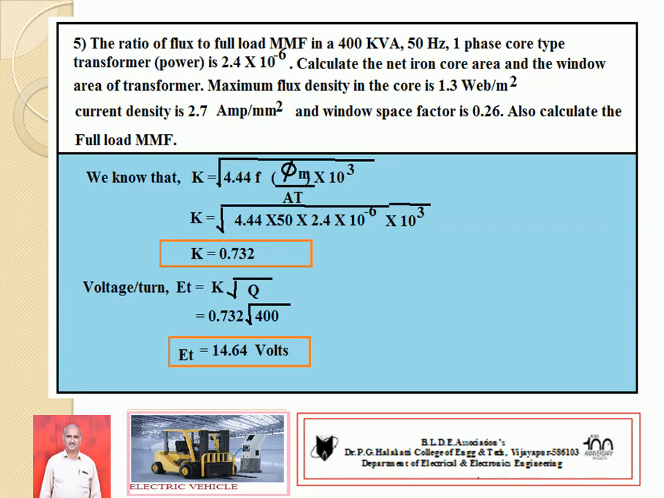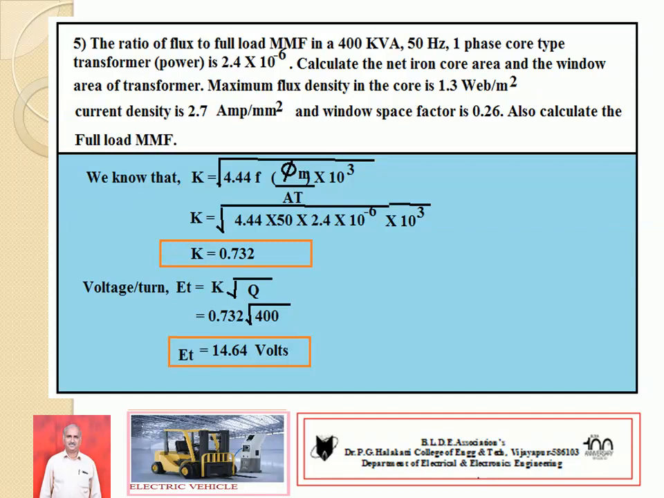Problem number 5. The ratio of flux to the full load MMF in a 400 kVA single phase transformer is 2.4 into 10 to the power of minus 6. This problem mainly depends upon the derivation of K, ET and Q. What is the relation between EMF per turn and the kVA rating? Already we know ET equals K times the square root of Q. While deriving it, you know the intermediate steps.